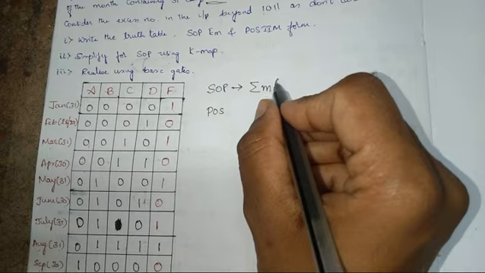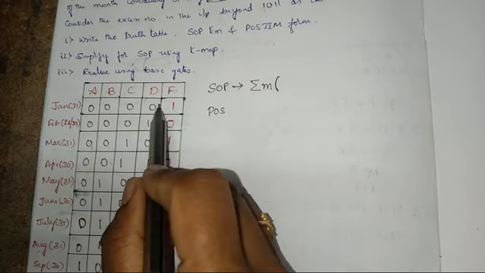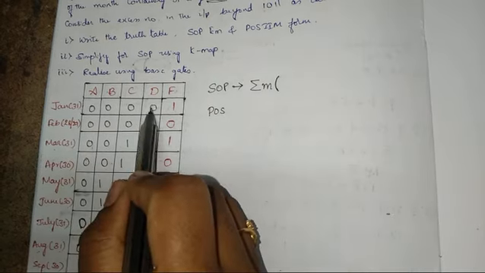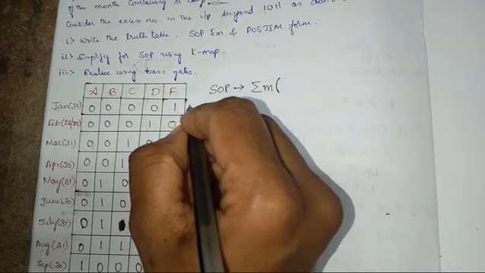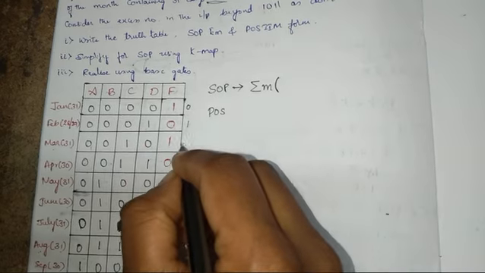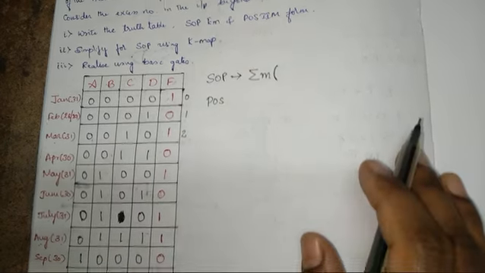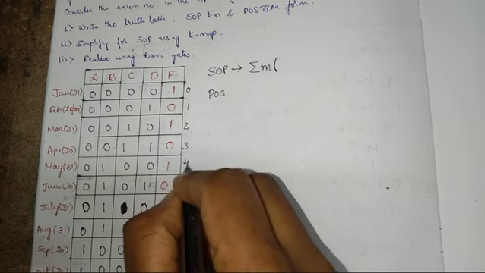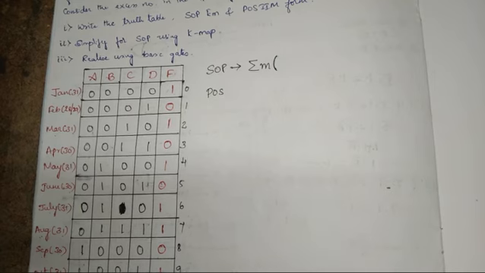Sigma summation, open the bracket. Here we have to write the numbers of these inputs, meaning this 0000 is being represented by 0, right? This is 1. The binary form is being converted into equivalent decimal forms. So it is 4, 5, 6, 7, 8, 9, 10, 11, 12, 13, 14 and 15.